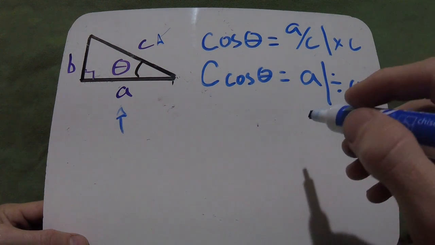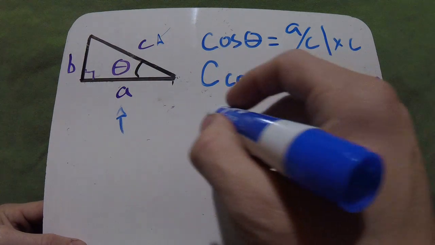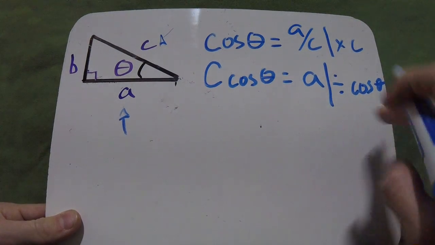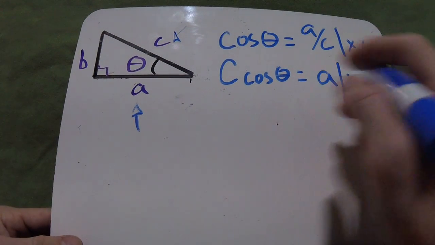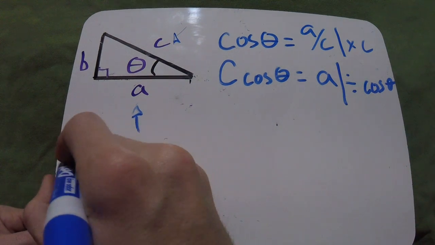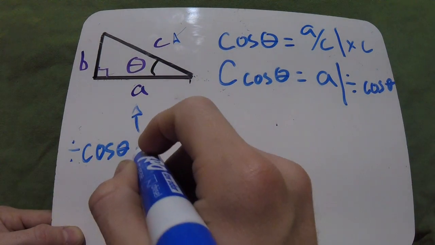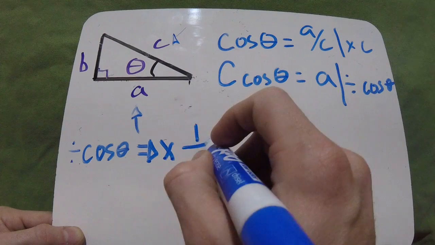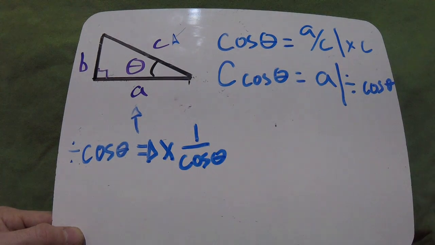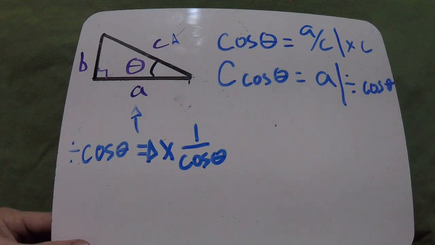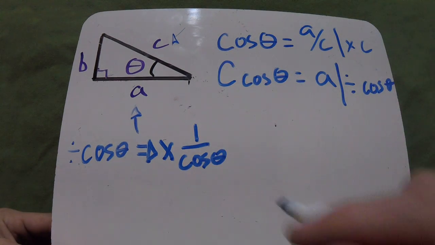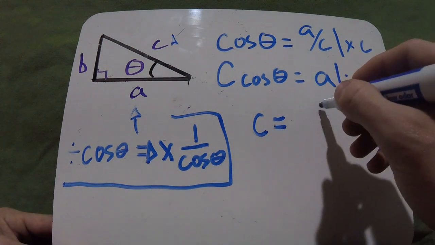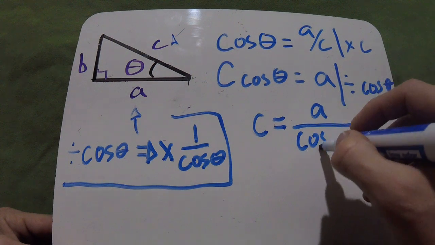Now, as a side note, I wanted to say real quick that dividing by cosine theta is the same thing as multiplying by 1 over cosine theta. That might come in handy later when you're trying to rearrange your equations, but I just want to make that a side note for now. Anyway, so we divide by cosine theta and we find that C is now equal to A over cosine theta.